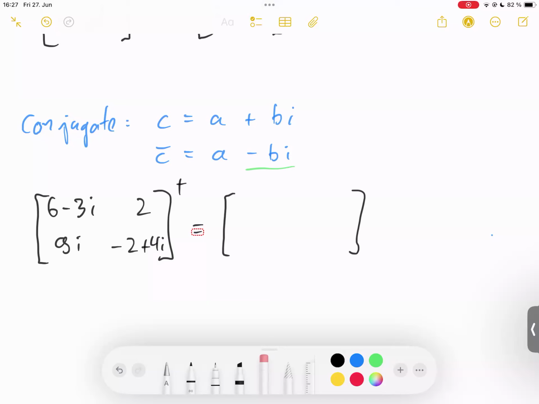I'll wait a little bit for you. If one of you already wants to propose the first component of this matrix, let us know.